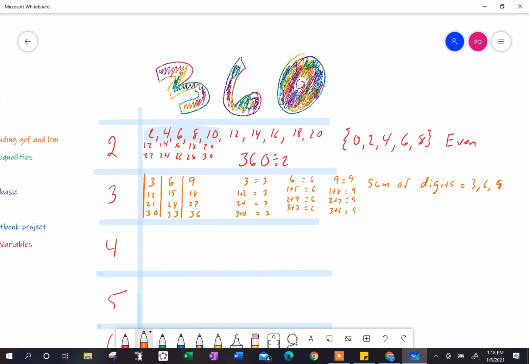Now, you might say, well, hold on, Mr. Amora. What if I had something like this? 33,333. Obviously, you can divide that by 3. But let's see. I get 3 plus 3 plus 3 plus 3 plus 3, which is 3, 6, 9, 12, 15. Oh, but if I take 15, I get 6, 1 plus 5 equals 6. So you might have to do it more than once, but it certainly does work. So 360 would be 3 plus 6 plus 0, which is 9. So I can divide 360 by 3.